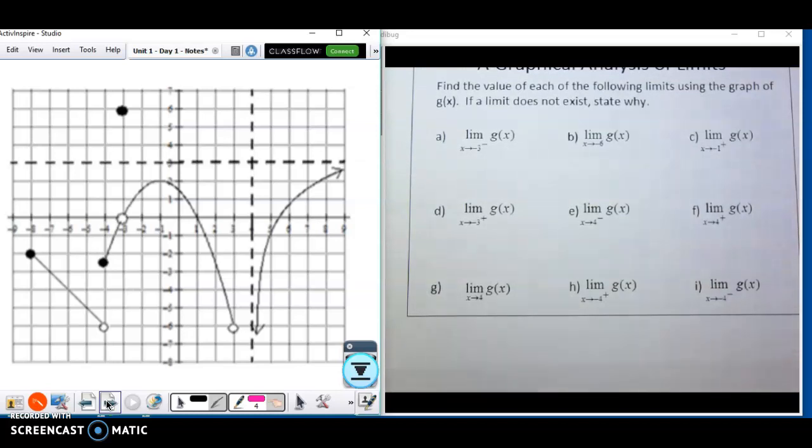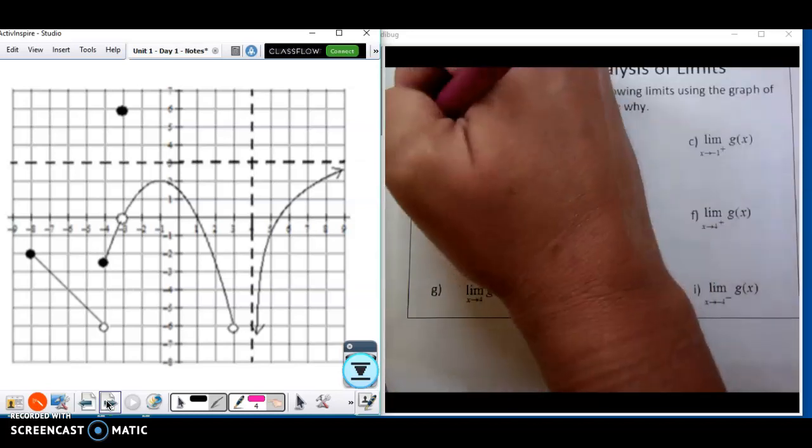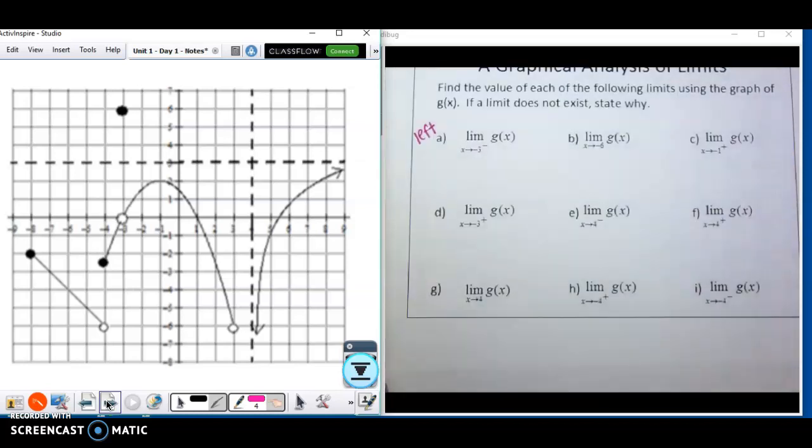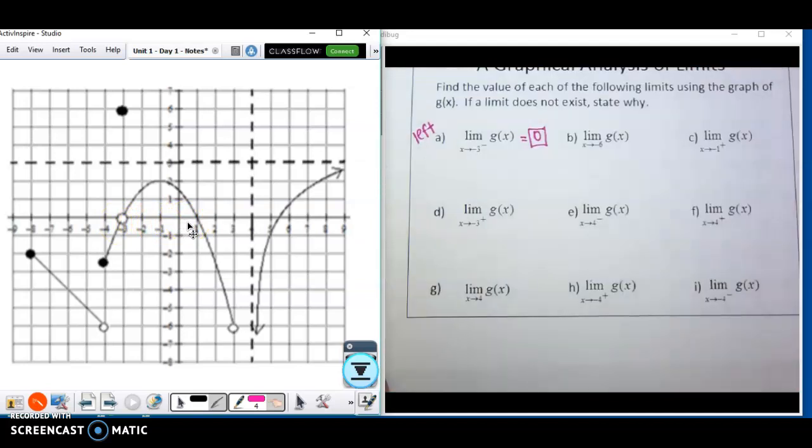Alright, so part A, it says the limit as x approaches -3 from the left. Okay, so if we find -3 on the graph, it's here. We're coming in just from the left. So if we come in from the left side, as we approach -3, the y value that it's getting closer and closer to is 0. And it's just the left side, so you don't have to check that.